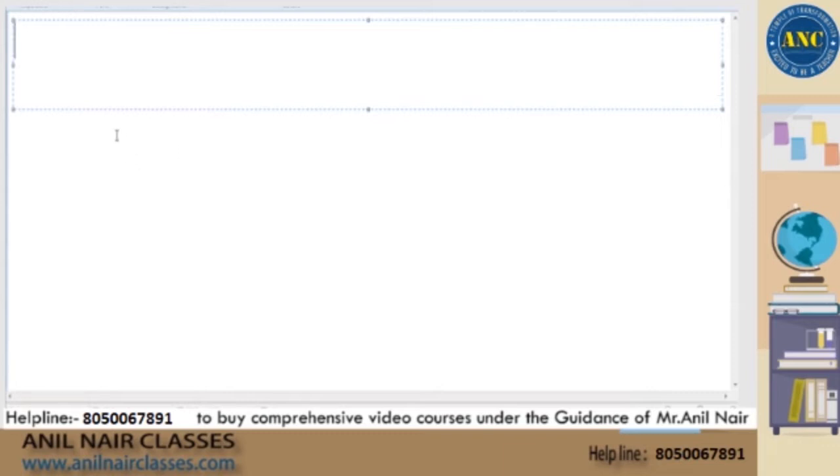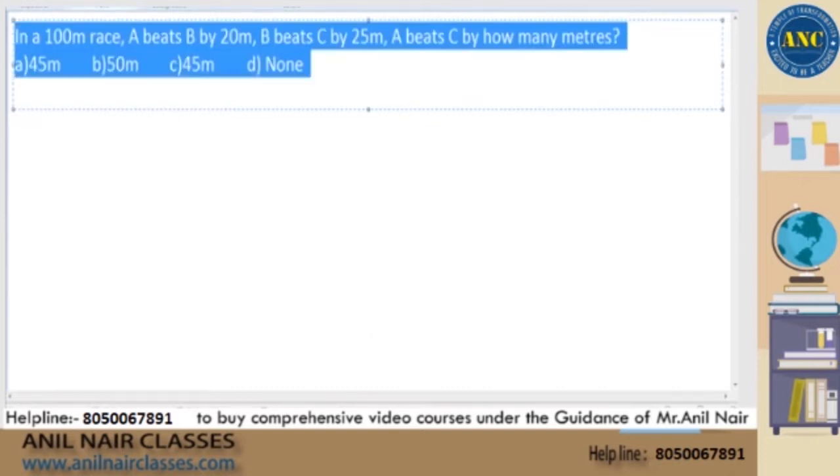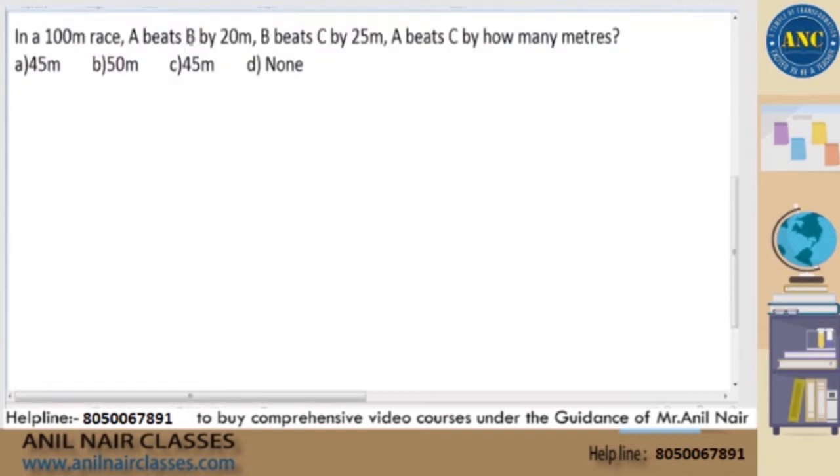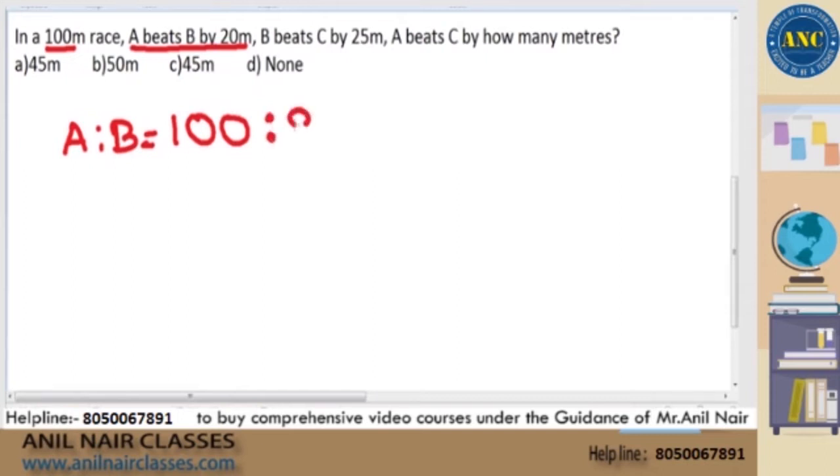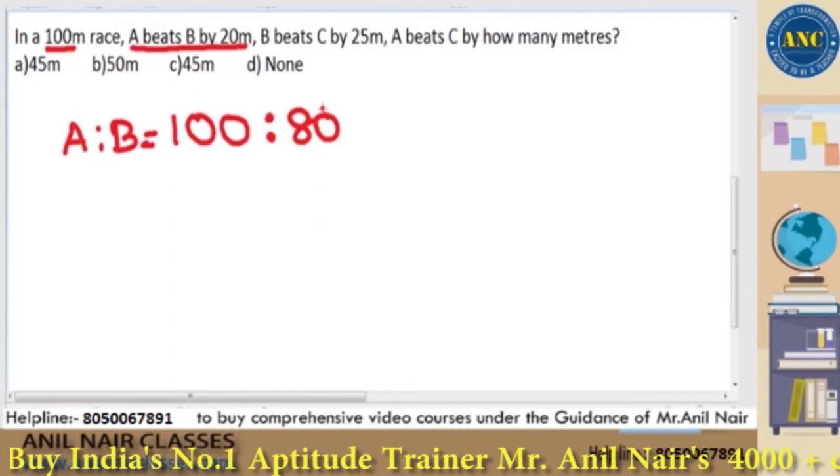Now see here, first question. Suppose your question is, in a 100-meter race, A beats B by 20 meters. That means, if A runs the entire 100 meters, B will run 20 meters less than 100. That means B will run only 80 meters.